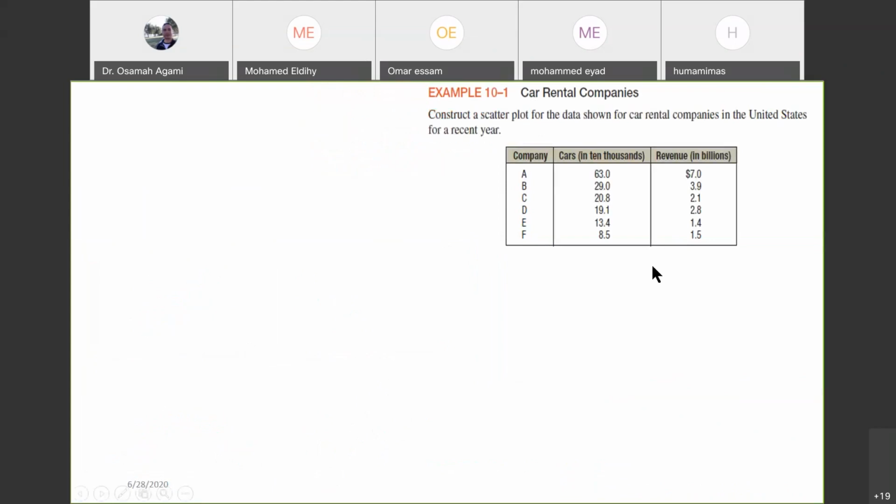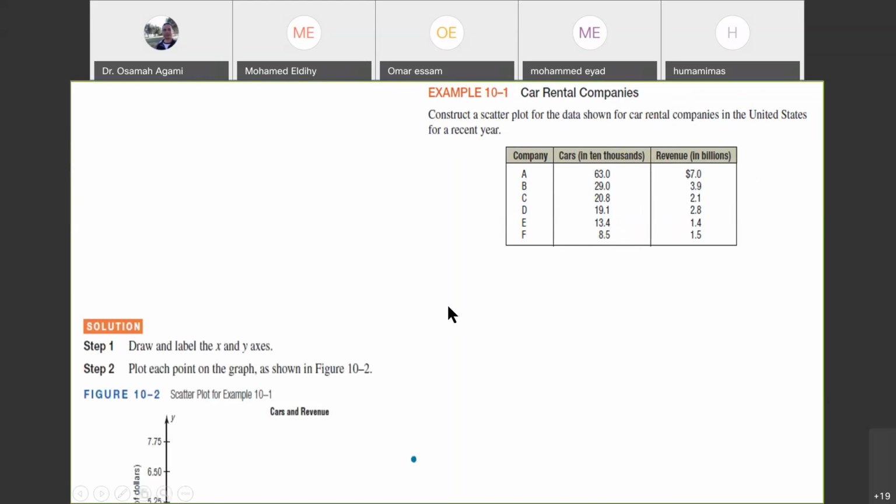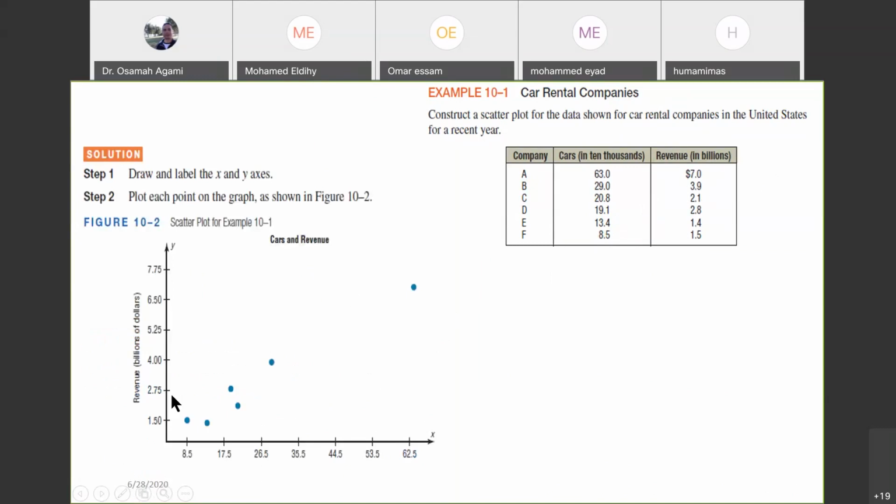Fine, let's go for this one. Yes, this is a category of companies, right? And this is the number of cars in 10,000s. And this is the revenue of these companies in dollars, in billions, right? I would like to know the relation between the number of cars and the revenue, right? So I make the revenue on the y-axis and the number of cars on the x-axis.